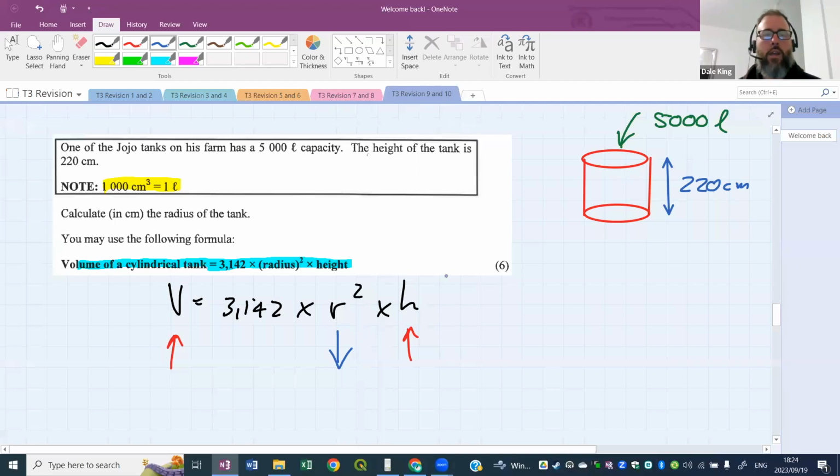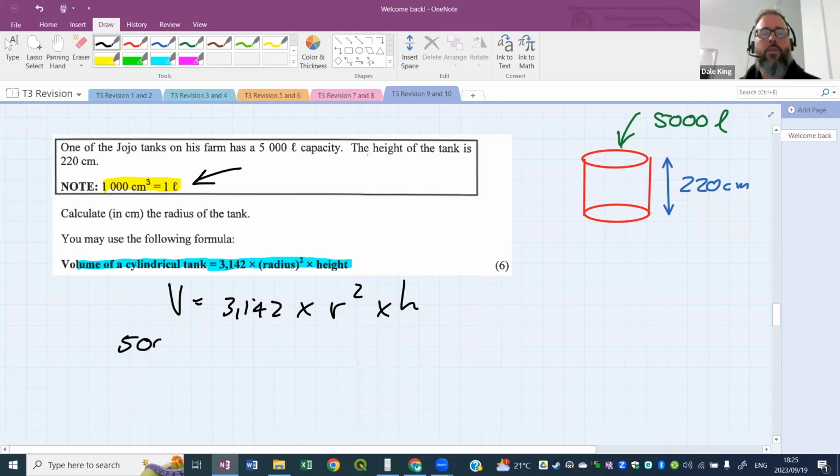Ben, you still there? Yes. So which one do we start with first, the volume or the height? The volume. So what is the volume of this tank? It says that it's 5,000 liters. They say 1 liter is 1,000 centimeters cubed. We don't have 1 liter, we've got 5,000 liters. So what do I need to do with that 5,000? You would times it by 1,000.